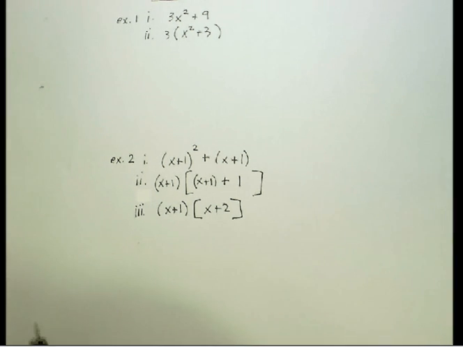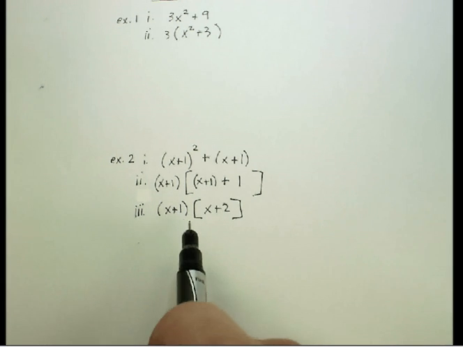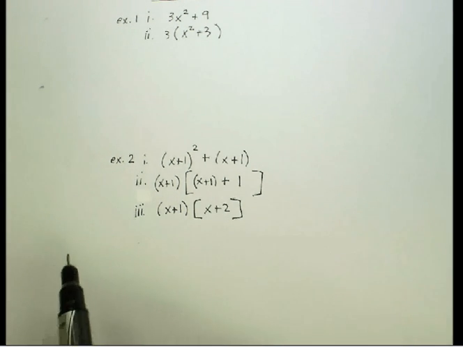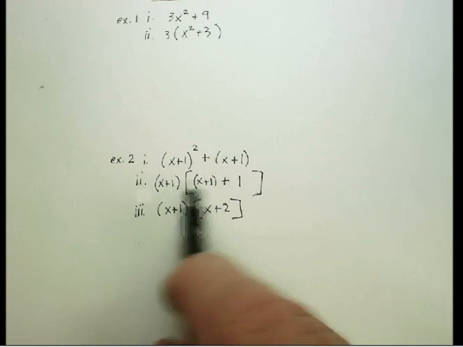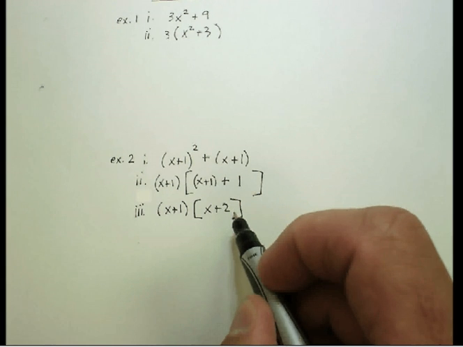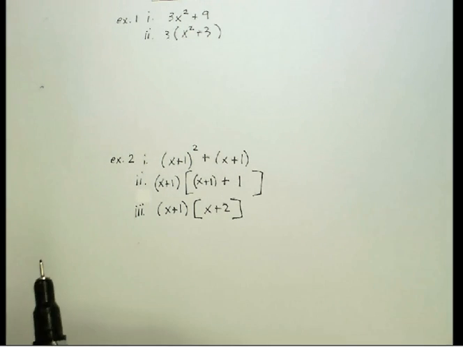Now you might be asking yourself, but wait a minute, if I were to distribute this, or in other words, FOIL this binomial and this binomial, I wouldn't get this, would I? But in a way you would. If you were to FOIL it here, you would get back up to there. This is just a simplified answer, or the condensed version, if you want, of this particular factoring.